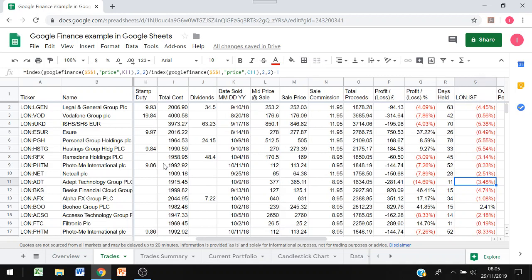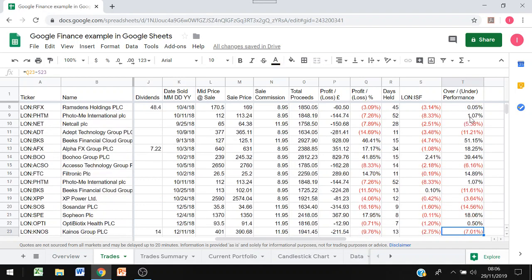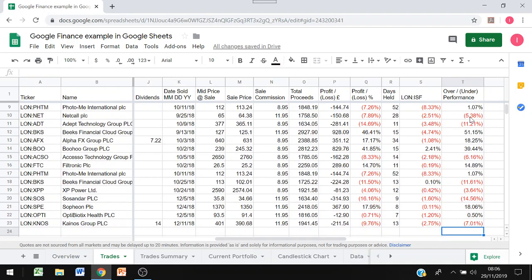This is saying, okay, I could have bought just the FTSE 100, so what did that do during the time period, and then whether I outperformed or underperformed the FTSE 100. So the FTSE 100 wasn't going through such a great time period performance, but I managed to do reasonably well in some cases, less well in others.